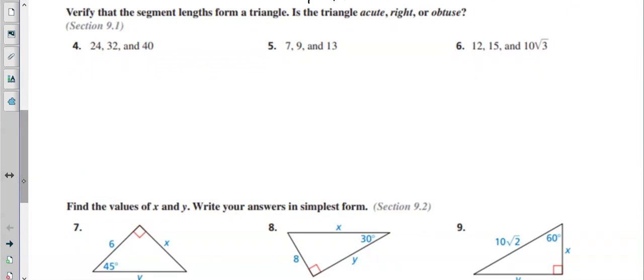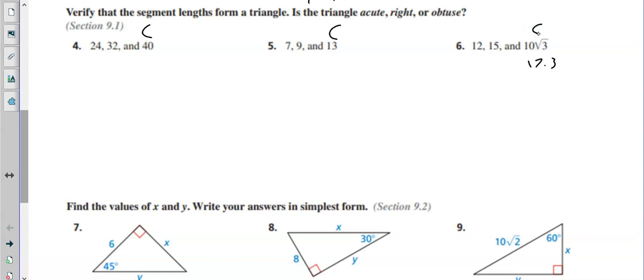All right, verify the lengths form a triangle. Is it acute, right, or obtuse? So just as before, it's always important to identify C. The hypotenuse always has to be the longest side. So that's going to be 40, 13, and this one's a tricky one because which one is it? So you actually have to do 10 times the square root of 3 and figure out that that's approximately 17.3. Approximately. So that means this is C.